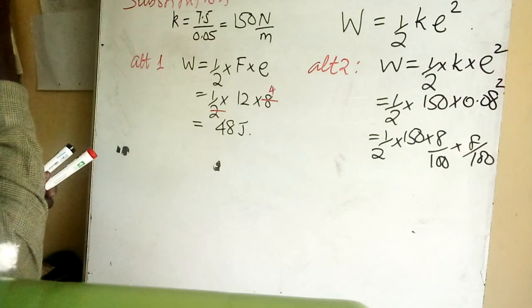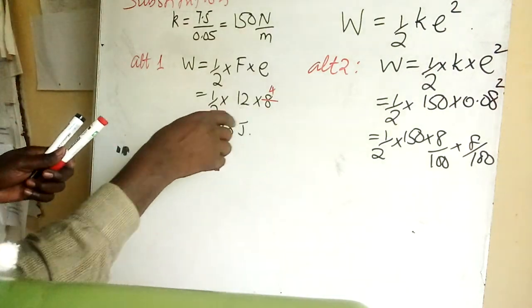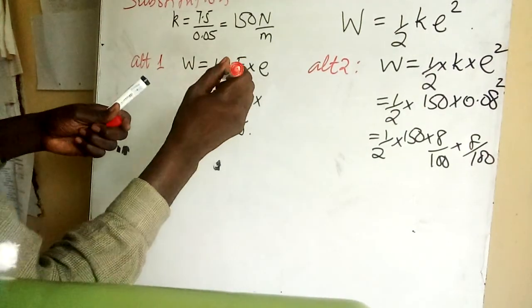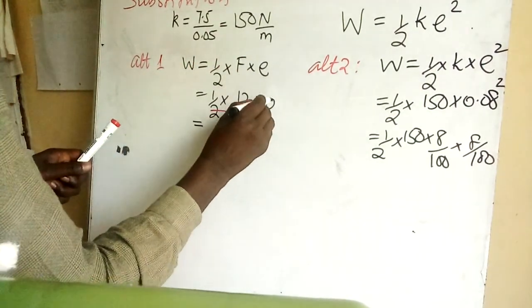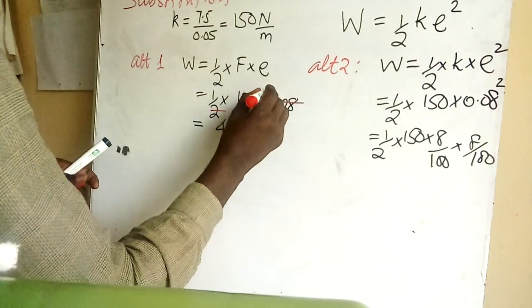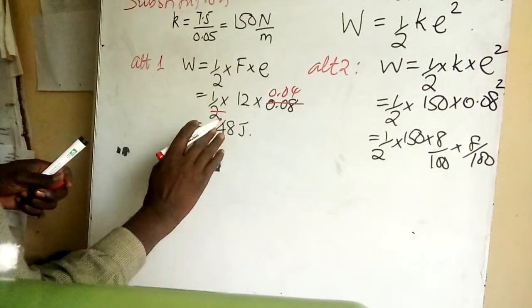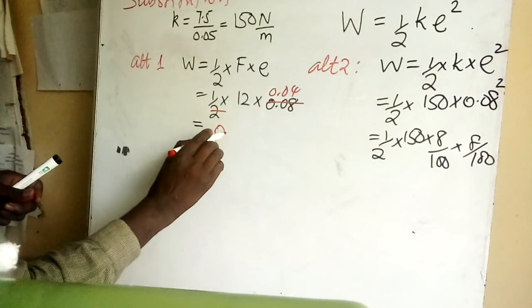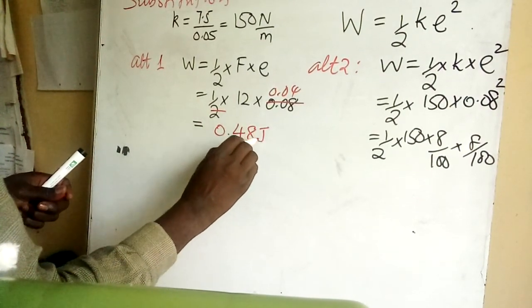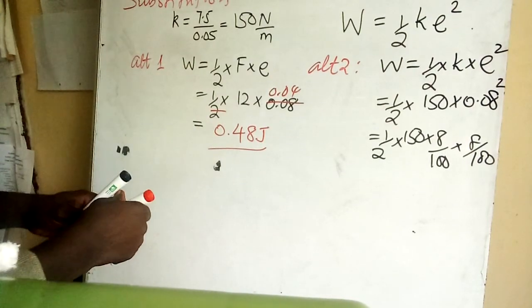Let us see now. Here it is. This is a mistake here. This is 0.08, which is 0.04, which is 0.48 joules. Sorry for that.